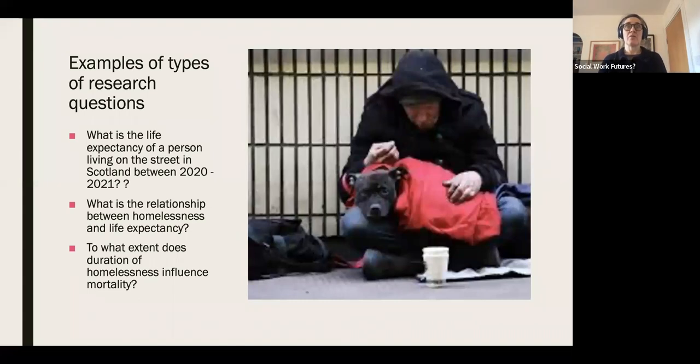So just to think about some examples of these in this slide here, if you can read the questions and then think about which would you consider to be descriptive, which relational, and which causal. So you can pause the presentation and have a think about which of these questions you think fall into these different categories.